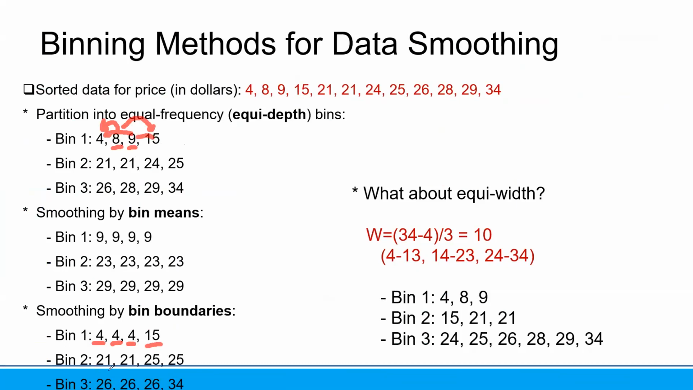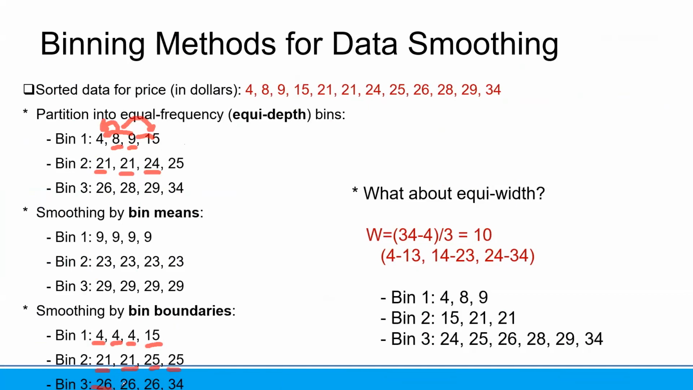And we have 21 because this is the minimum. 21 is the minimum. 24 is nearby the maximum, then we change this to 24. And this is the maximum.